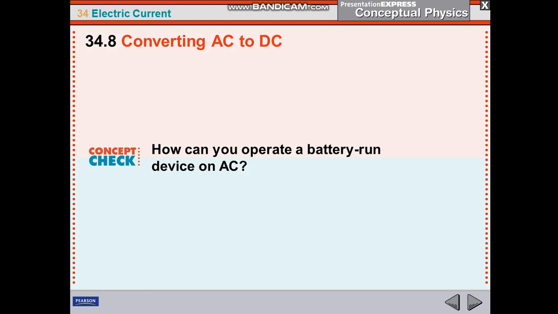Now there is a question: how can you operate a battery run device on AC? Try to answer your question.